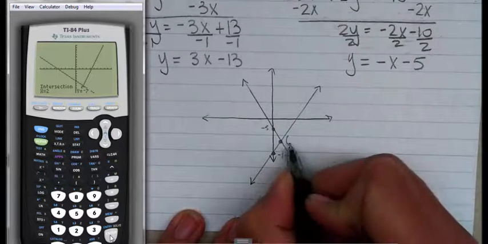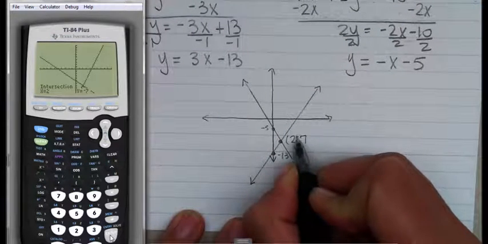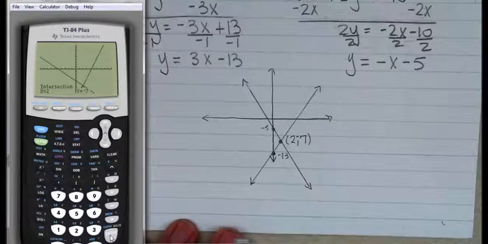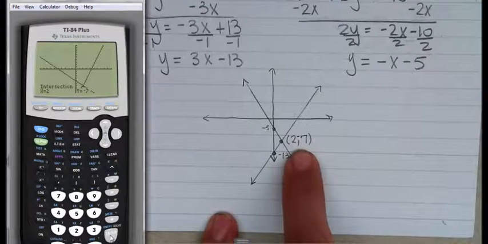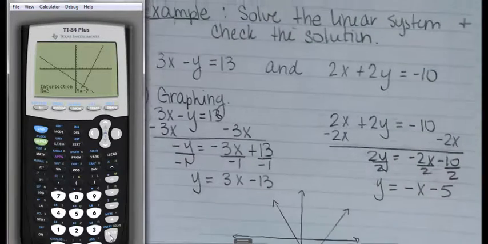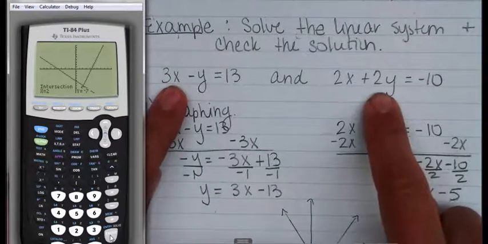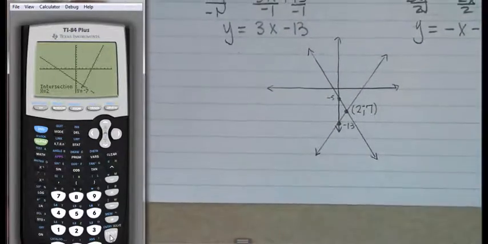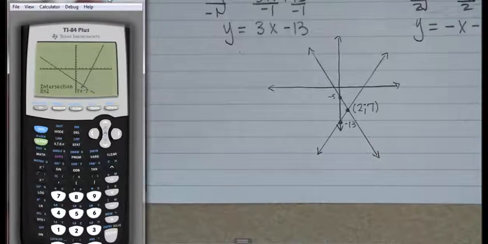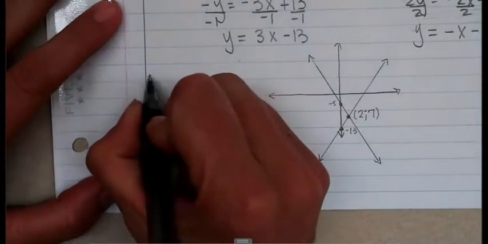All right, so I know that this point right here that my calculator told me was 2, -7. Okay, so I have to check this. Yes, I checked it on my graphing calculator, but let's actually plug these x and y values back into our original equations, and let's see if they actually make them true. Okay, so I'm going to do that down here. Let's get rid of my graphing calculator. So I'm going to check.